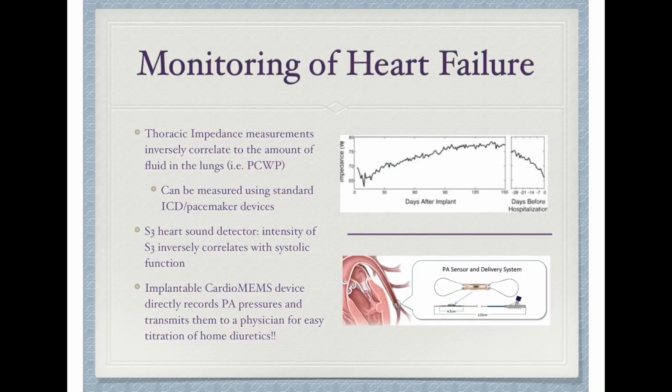Here's an image showing the CardioMEMS device, or PA sensor. It's implanted directly into the patient's pulmonary artery and continuously records the pressure in the pulmonary artery and transmits it to the patient's cardiologist or primary care physician, who can, again, similar to the thoracic impedance measurement, make adjustments to the patient's outpatient therapy and possibly prevent hospitalizations.